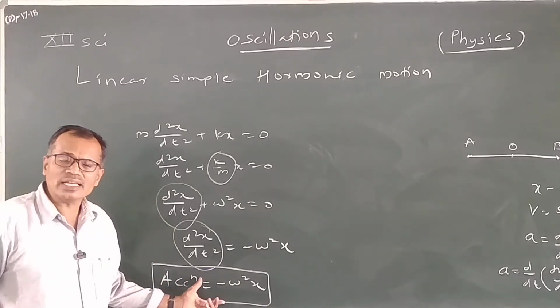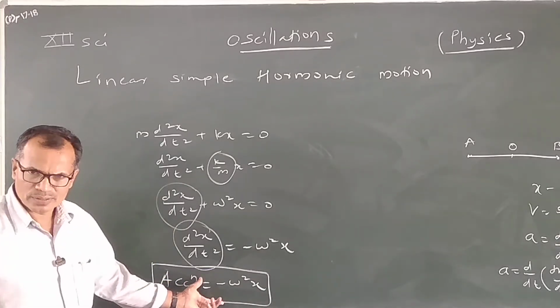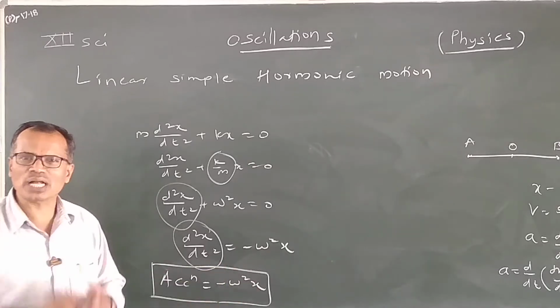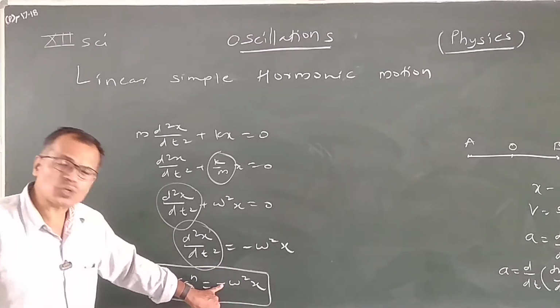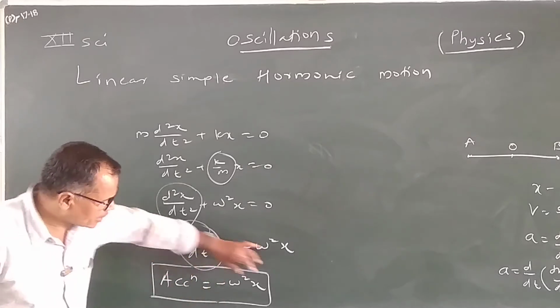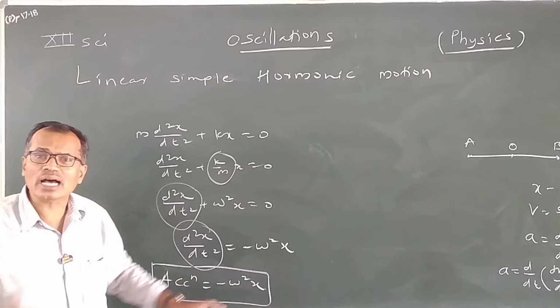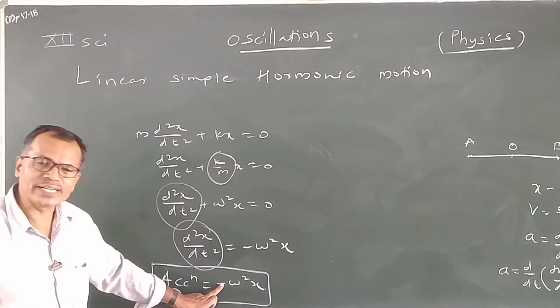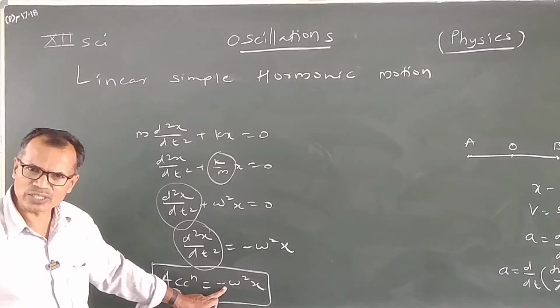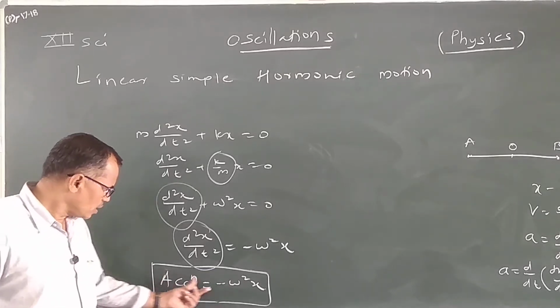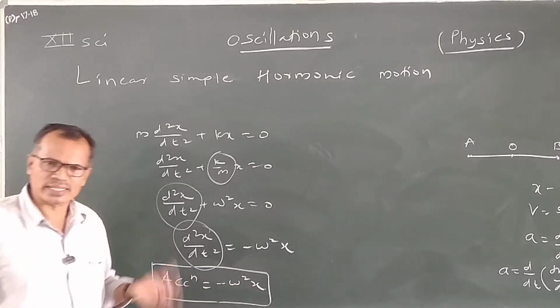Now this is the equation for the acceleration in linear simple harmonic motion. Again the negative sign shows that the acceleration and the displacement are opposite to each other. That's why there is a negative sign. That is, minus omega square x is called acceleration.